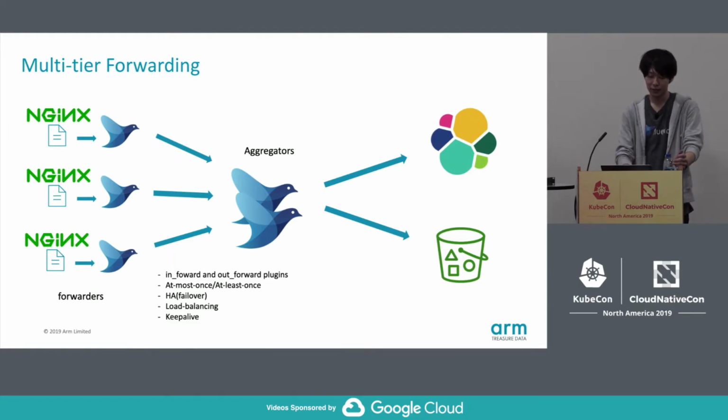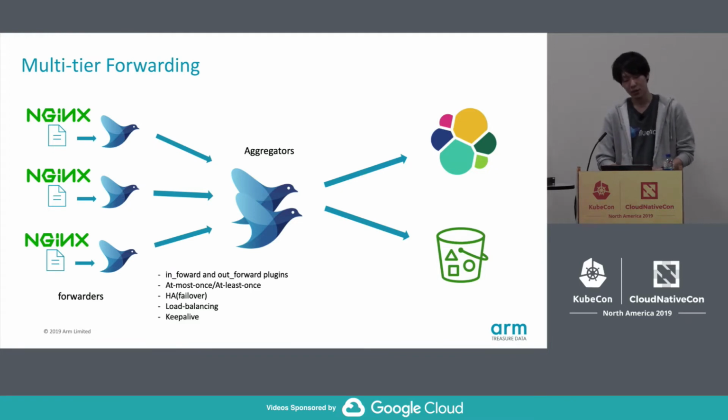Out-forward has a lot of features, so I'll explain them. Out-forward can send data with at-most-once semantics and at-least-once semantics. It can avoid data loss between forwarders and aggregators. And if the aggregator crashes for some reason, the out-forward plugin can fail over to another aggregator, so it can avoid data stacking. And also, the Fluentd out-forward plugin can balance the load of sending data.